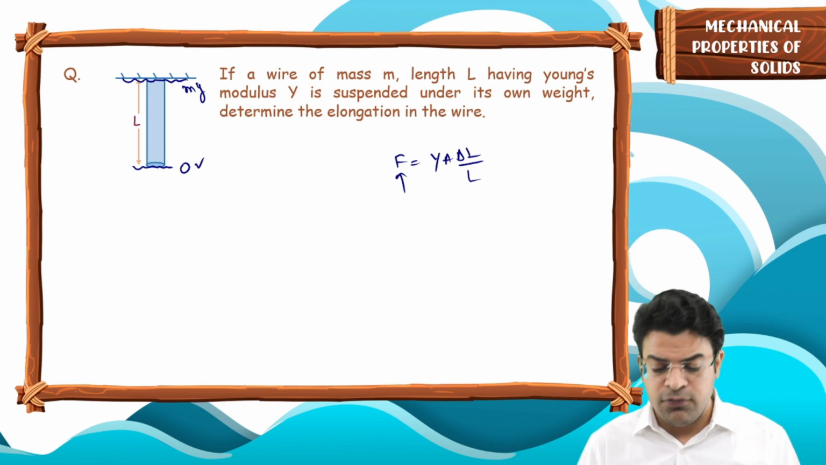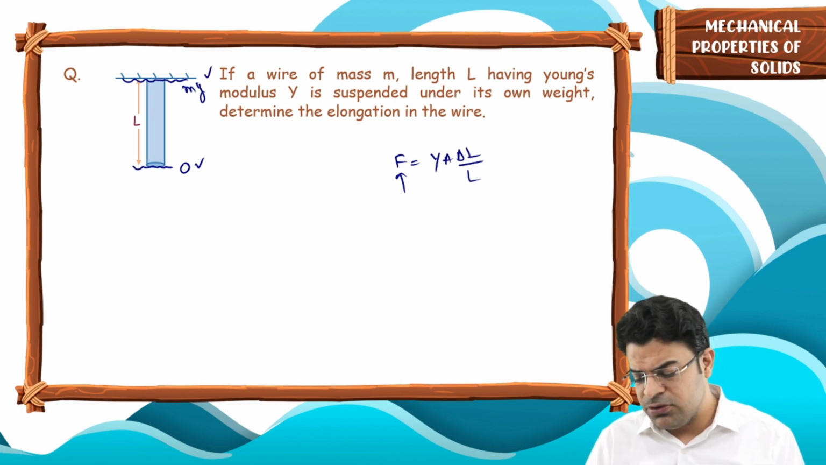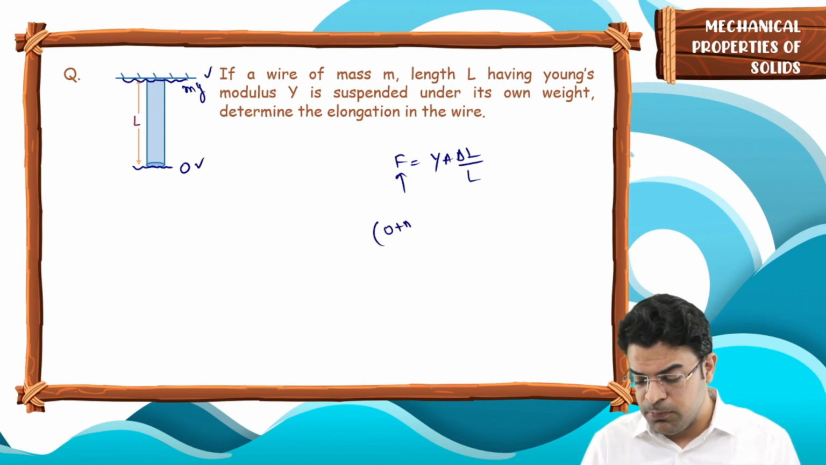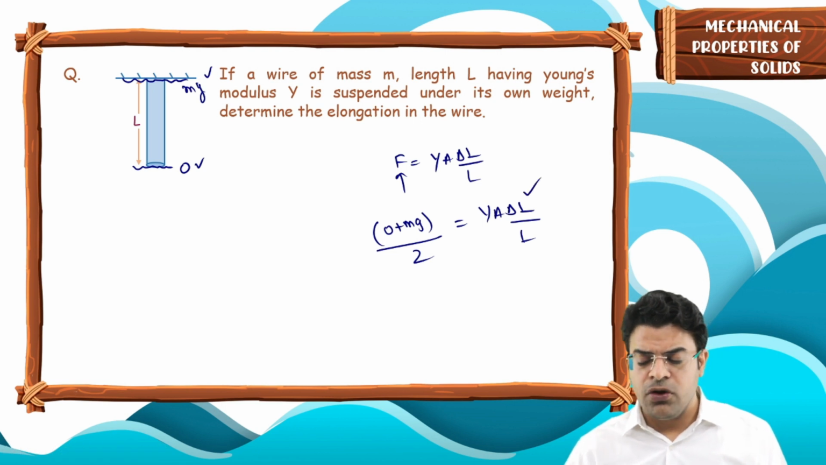At the lowest end, the force is 0. At the highest end, the force is mg. So I will take the average force, which will be (0 plus mg) by 2. And this will be equal to YA delta L by L. And from here, I can find the elongation.